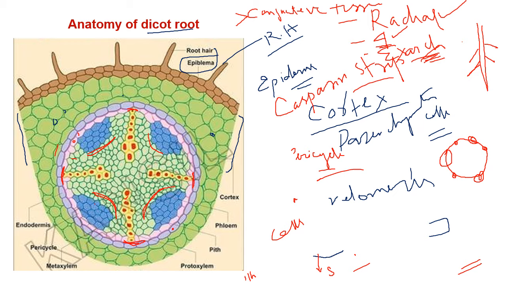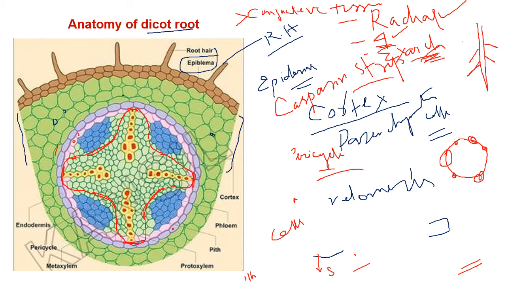So the cells which are present below the phloem, which will be the cells of the conjunctive tissue, and above the phloem, which will be the cells of the pericycle, become meristematic, and then they join together like this. As they join, they form a ring-like structure, and this is known as cambium.